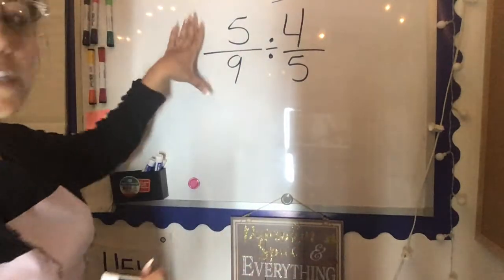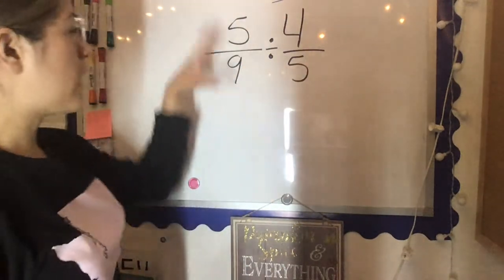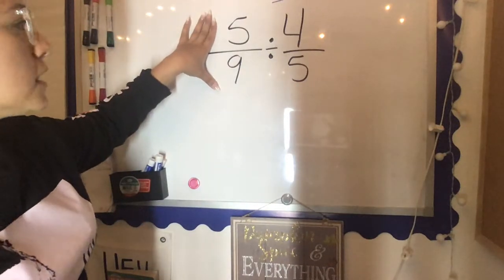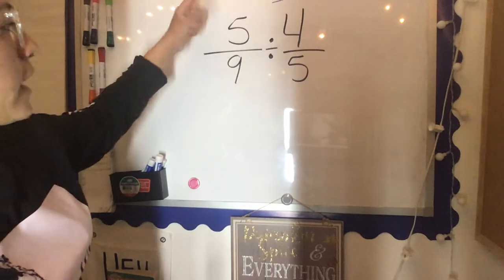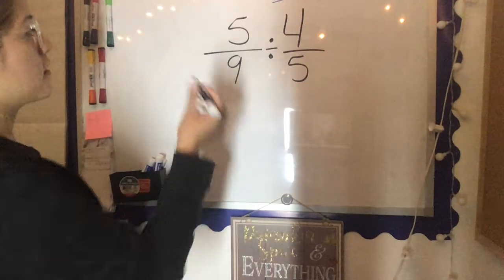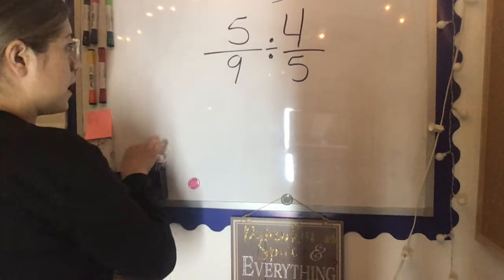So, I set up this problem, 5/9 divided by 4/5. So, we have a fraction here. This is a proper fraction, 5/9. And remember, it's proper because the numerator, which is the top number, is a lot smaller than the denominator.